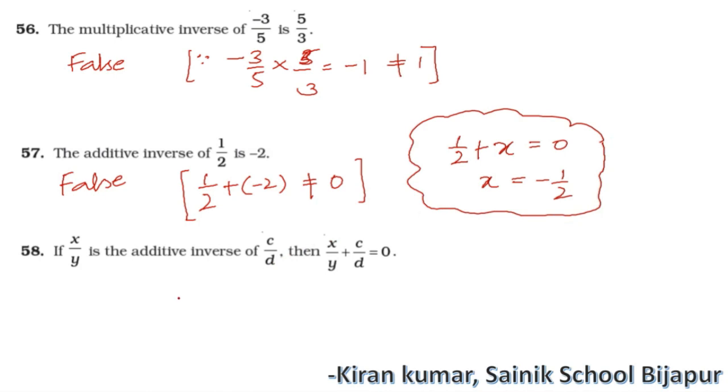Question 58. If x by y is the additive inverse of c by d, then x by y plus c by d is equal to 0. This statement is a true statement because the sum is equal to 0. We say x by y is the additive inverse of c by d. At the same time, c by d is the additive inverse of x by y.